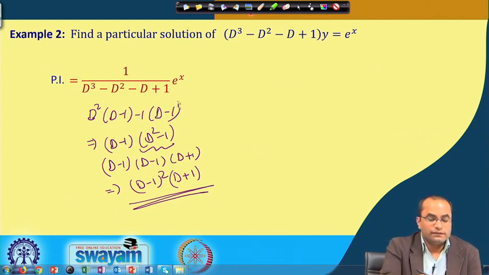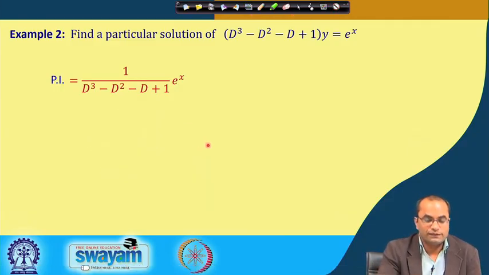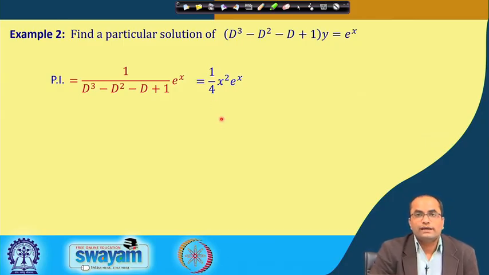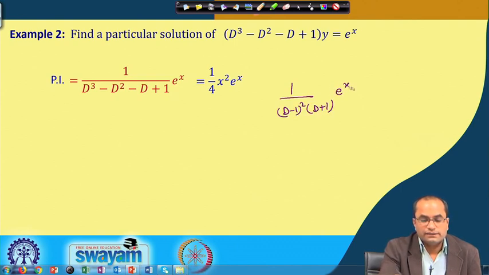Then we have to deal now with d plus 1, which is not a problem, because e power x is not making it 0. So, this will give simply 1 by 2 e power x, and then when we operate 1 over d minus 1 square on e power x, we have to use that formula which was derived earlier. What we will get there is x square by 2 e power x, because of the 1 minus d square term, and 1 by 2 will come because we had d minus 1 square and d plus 1, and the right hand side is e power x.